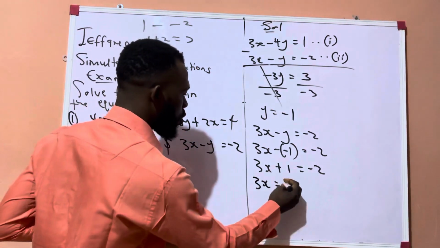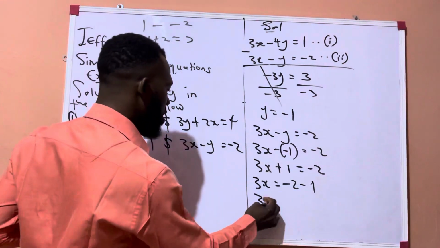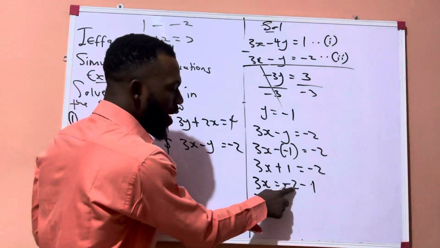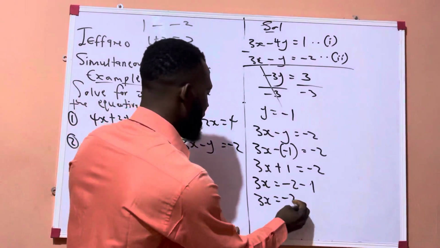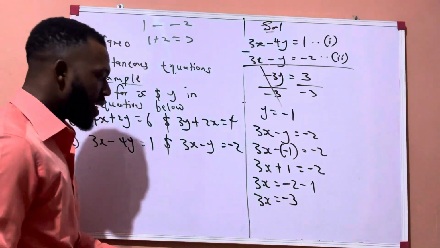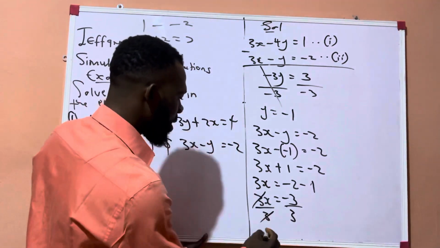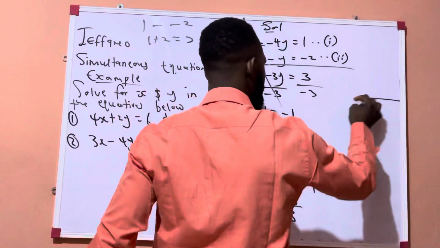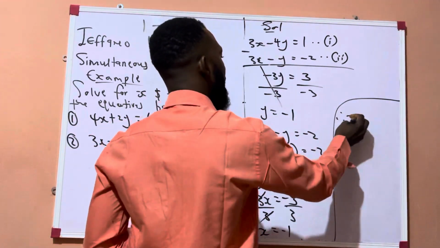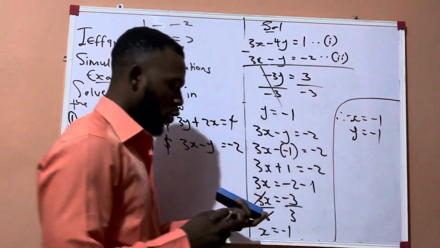So what do I have left here? 3x is equal to minus 2 minus 1. So what do I have? 3x is equal to, when you are owing 2 and you are owing 1, how much are you owing? 3. It becomes another minus 3. Now divide both sides by 3. When 3 cancels out 3, what does that mean? x is also minus 1. Therefore, x is equal to minus 1 and also y is equal to minus 1.